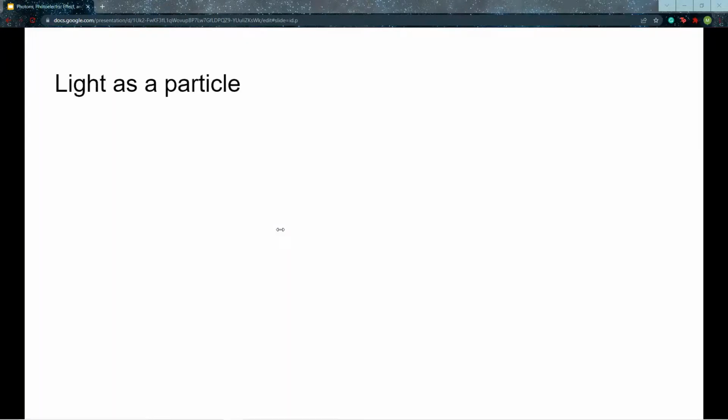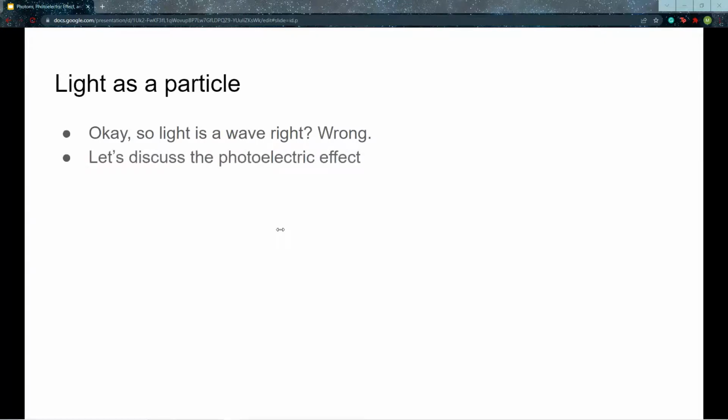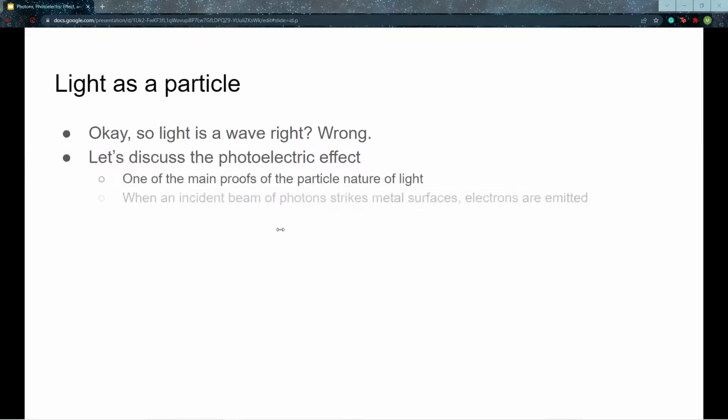Okay, so all we've been talking about so far indicates that light is a wave, right? If you believe that light is a wave, guess what? You're wrong. Okay, sorry, no, you're half right. But if light is a wave, how can it also be a particle? To figure that out, let's move to the photoelectric effect. The photoelectric effect is one of the main proofs of the particle nature of light. In a photoelectric experiment, a beam of light called the incident beam strikes a metal surface, causing electrons to become excited and emitted from the metal.